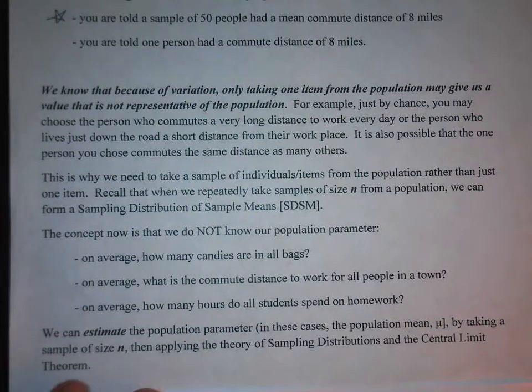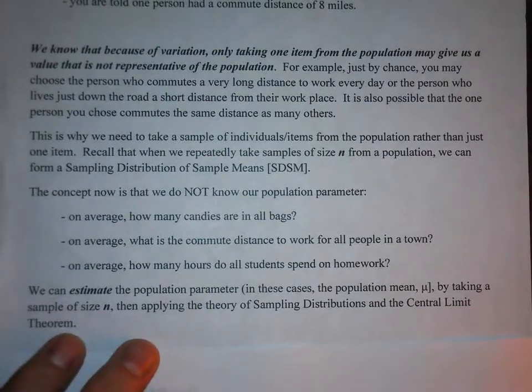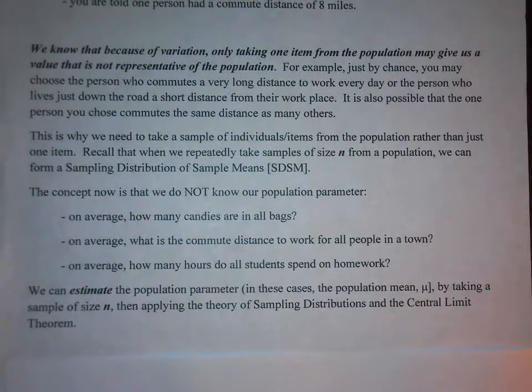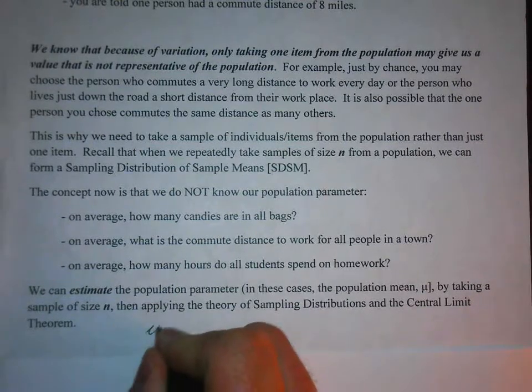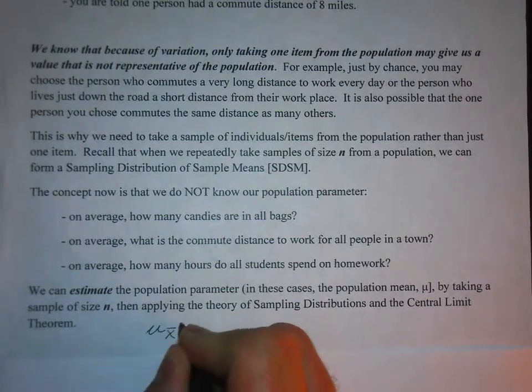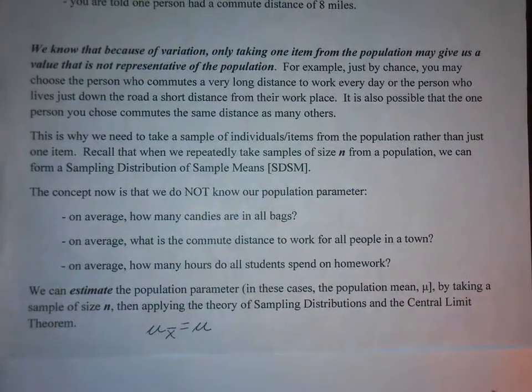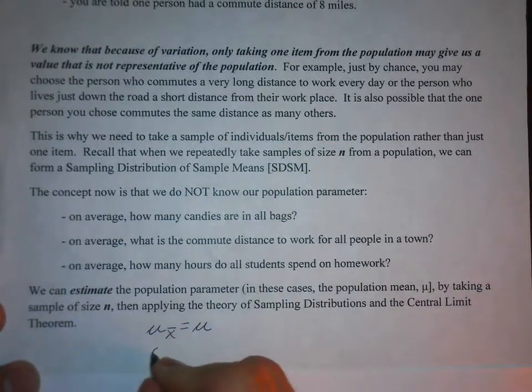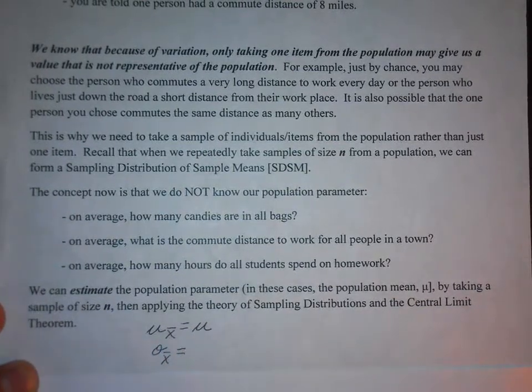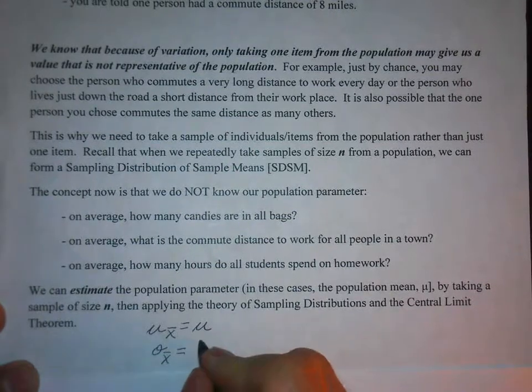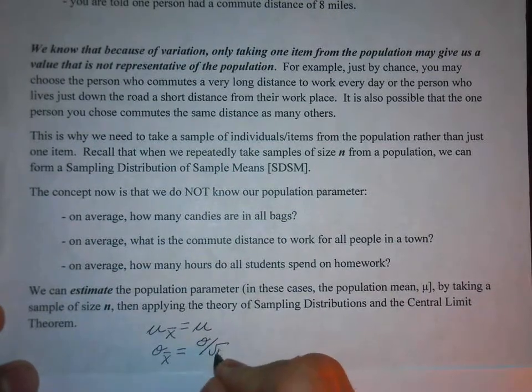Okay, so what we'll do is we can estimate the population parameter, in these cases the population mean mu, by taking a sample of size n and then applying the theory of the sampling distributions in the central limit theorem. Okay, remember that the central limit theorem told us the mean of the sample means was equal to the mean of the original population, and the standard deviation of the sample means is the population standard deviation over the square root of n.